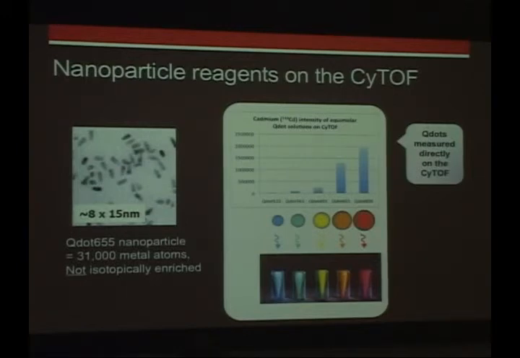Now, it's also a little bit stickier. So again, we tend to use either 605 or 655 on the CyTOF rather than 800, which would give you the brightest signal, but is quite a bit stickier since it's bigger. So we can use Q-dot labeled antibodies, and hopefully more nanoparticle-based reagents are on their way. It's a really convenient way to boost signal.